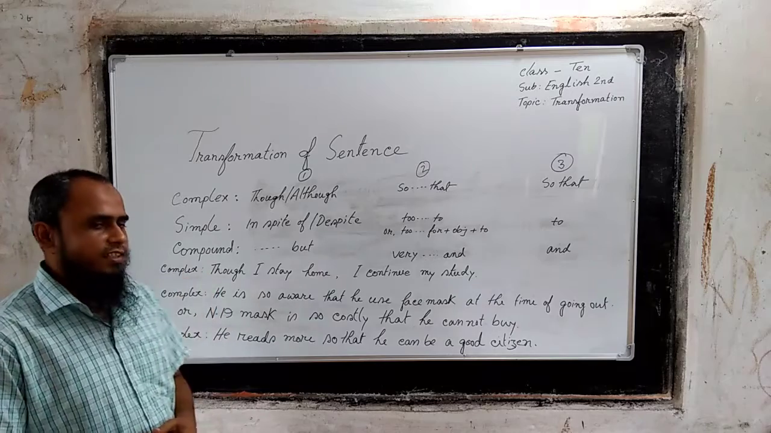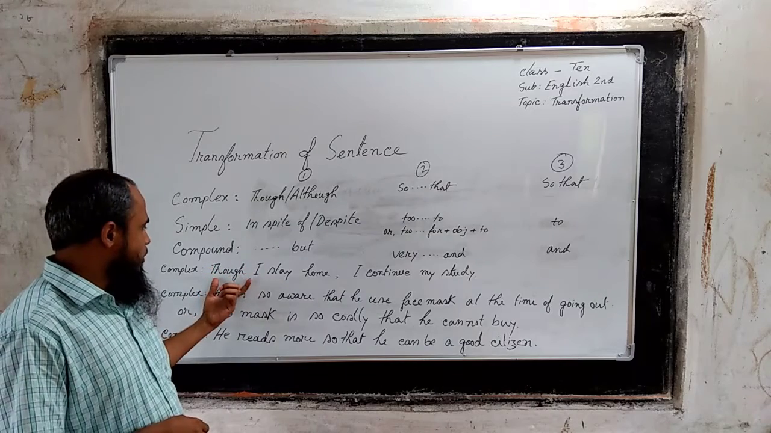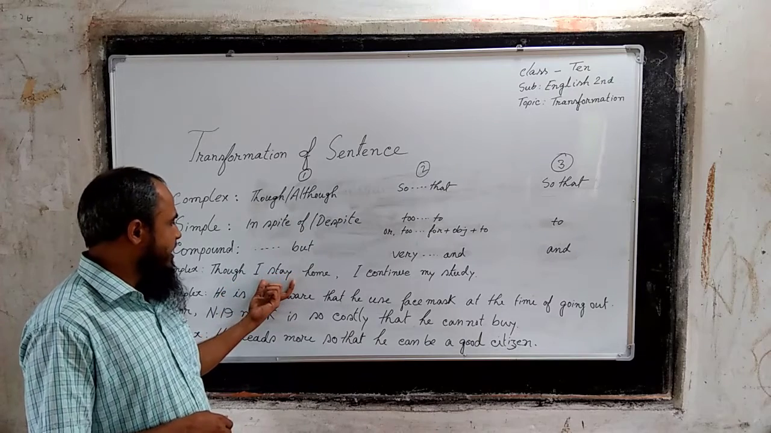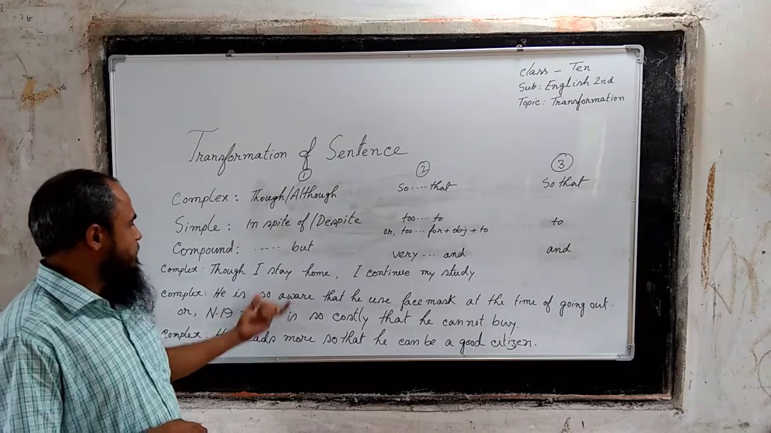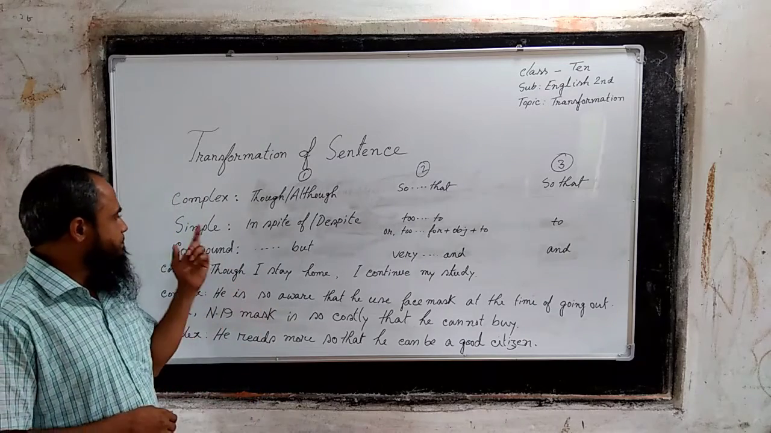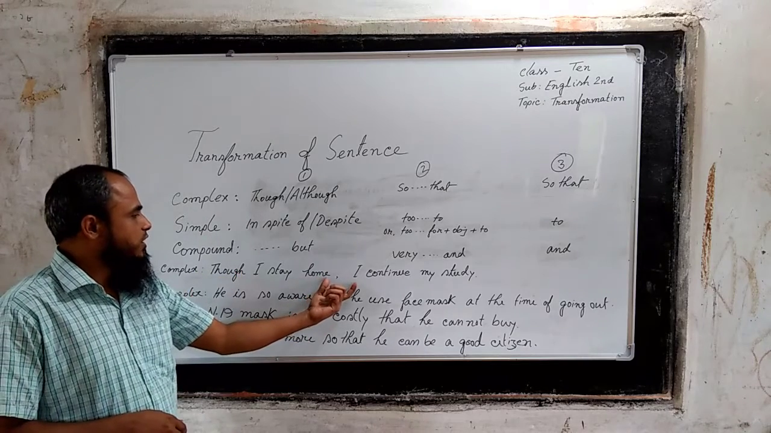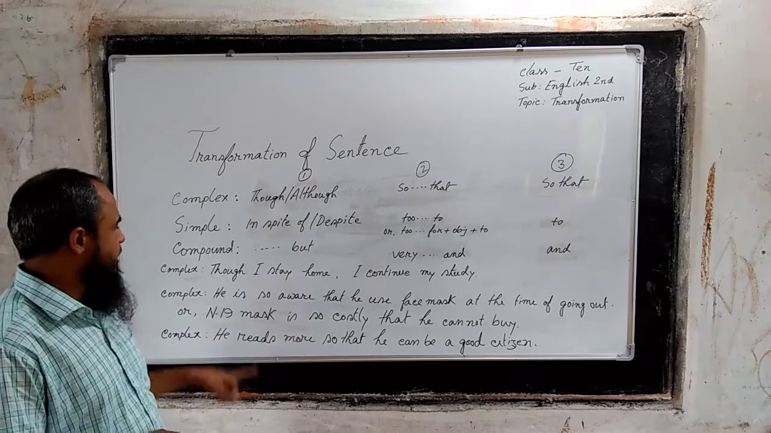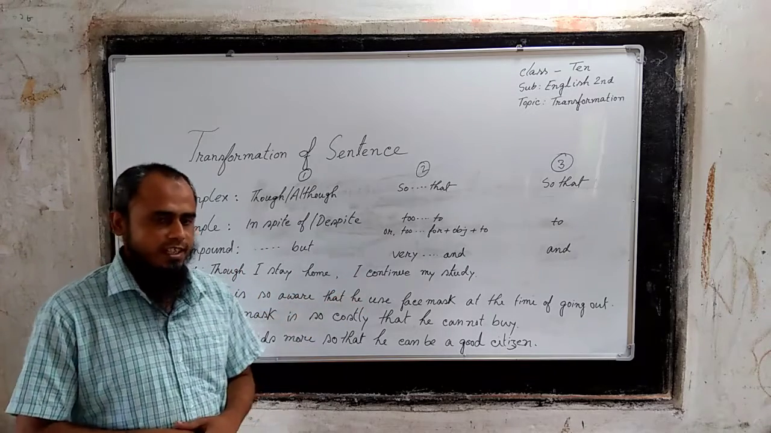So if you are told to make this sentence into a simple sentence, then what will you do? You will only use instead of, in spite of, or despite, and then after that, staying and the extension. So you can make it simple easily: In spite of staying home, I continue my study. And if you are told to make it a compound sentence, then you will reject though, and after that you will use only but here. Rejecting the comma, you will use but, then your sentence is okay. Suppose you can write it this way: I stay home, but I continue my study.